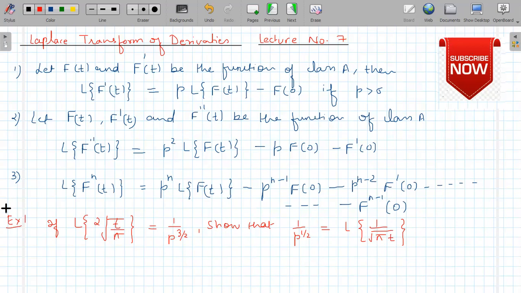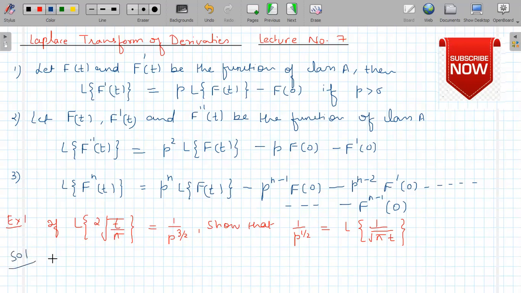So obviously, what will be the function here? The function is 2 square root t upon pi. This is our original function, and this is the derivative of this function. So first of all, we state what will be the function.